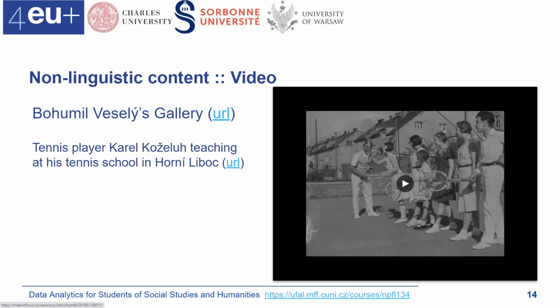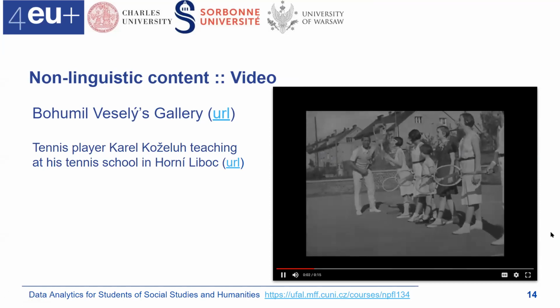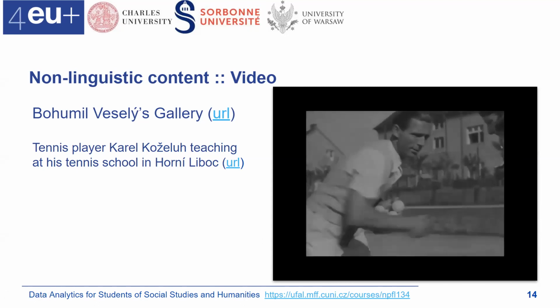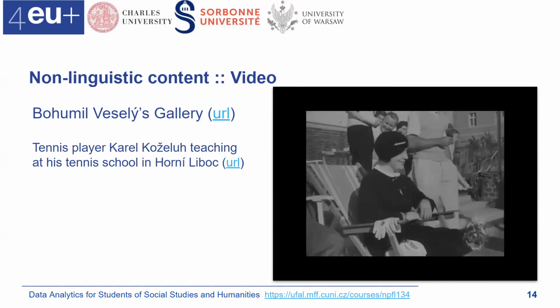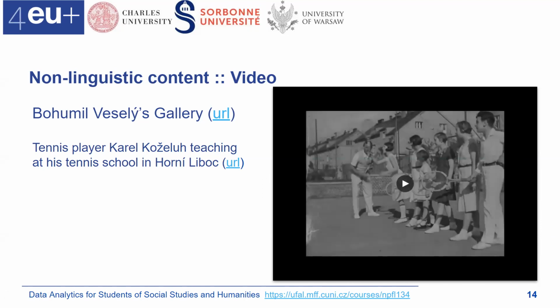And one of the interesting or famous figures of the time was Karel Koželuch, a top Czech tennis, soccer, and ice hockey player. He never played in the major tournaments of amateur tennis, but he was definitely an all-around athlete at the highest level. And let's see how he was teaching tennis at his tennis school in Horní Liboč. I hope that, let me press this button and we will see. It's a very short movie, a 50-second long movie. So definitely this collection is really amazing.